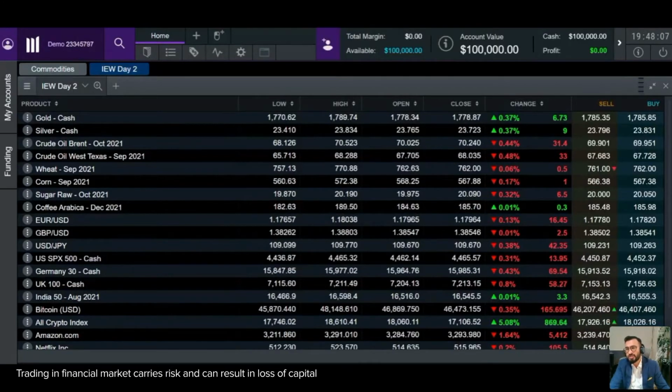Are there any transaction charges? Yes, there is a commission charge, but charges is something we can discuss later on. Right now, let's focus on the part where we have added the watch list. We are looking at the average movement.